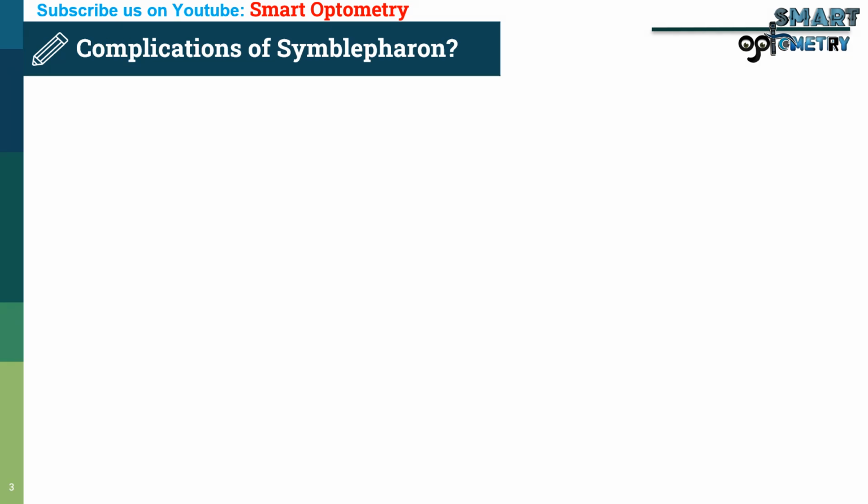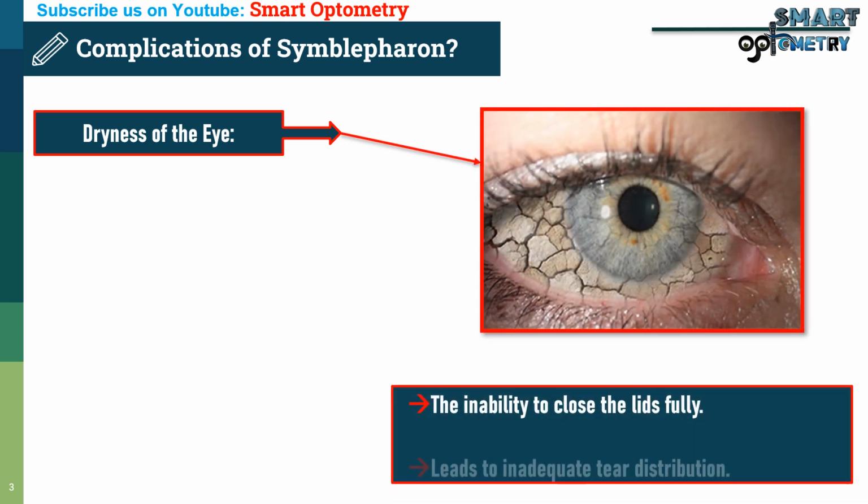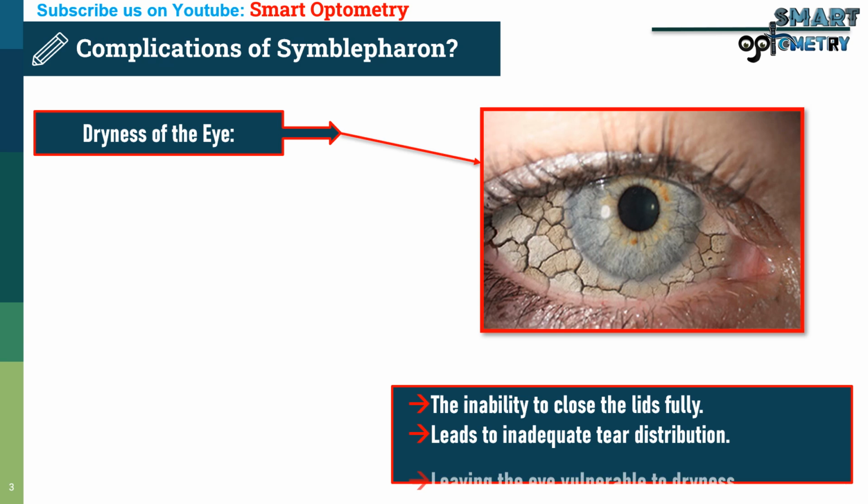What are the complications of Symblepharon? 1. Dryness of the eye. The inability to close the lids fully leads to inadequate tear distribution, leaving the eye vulnerable to dryness.